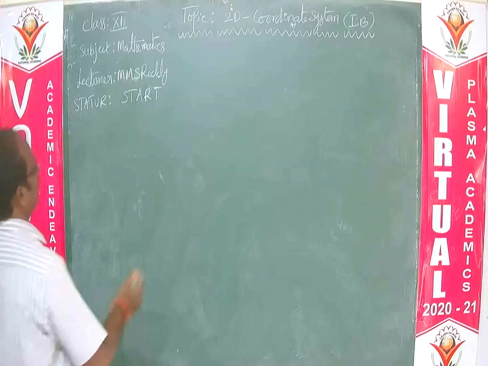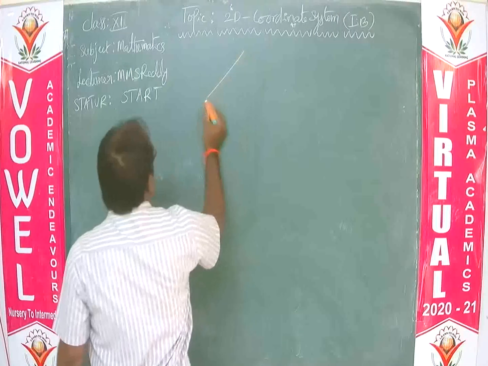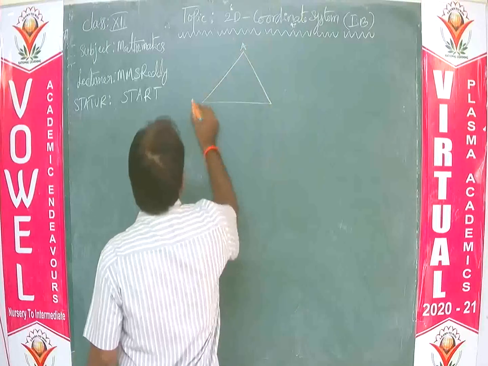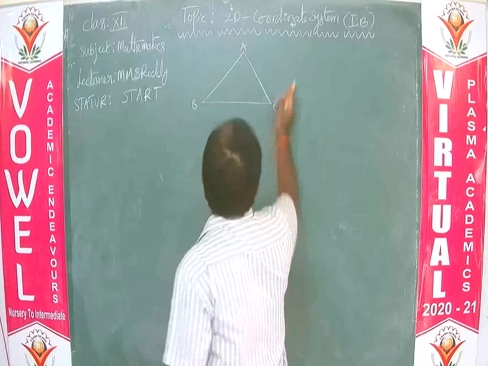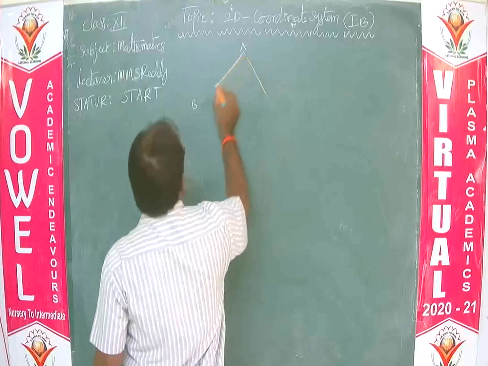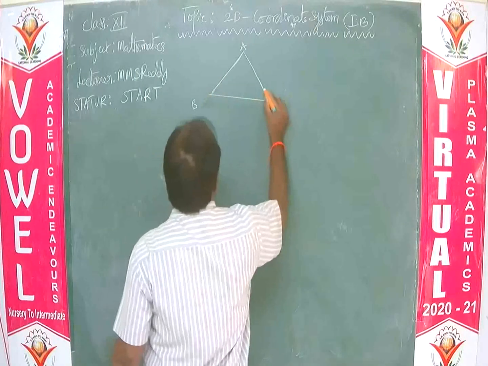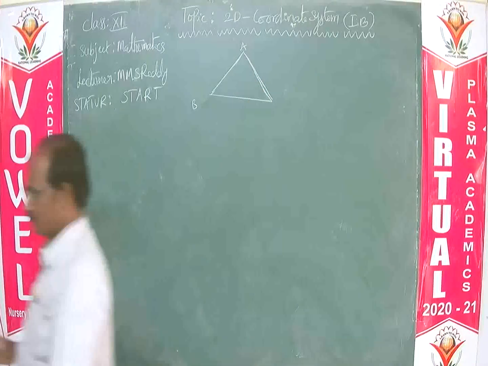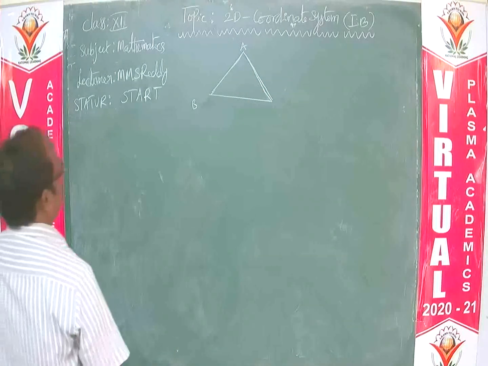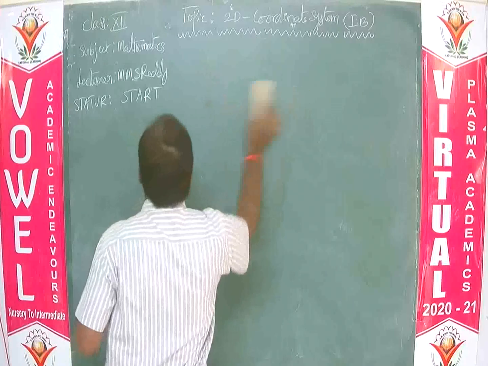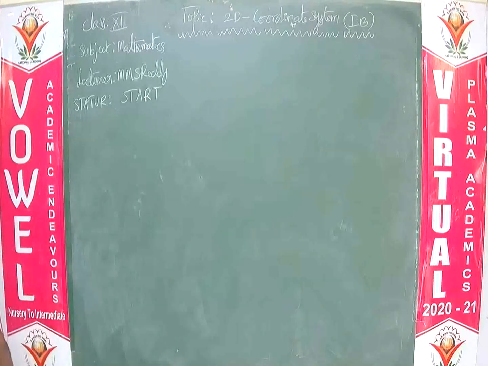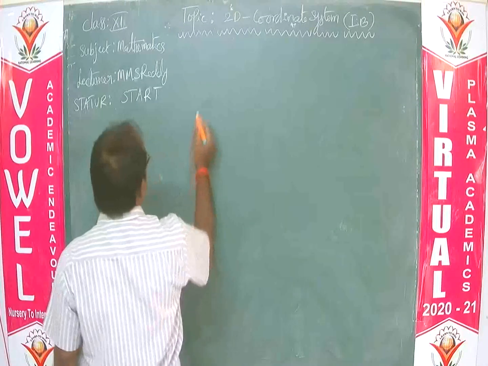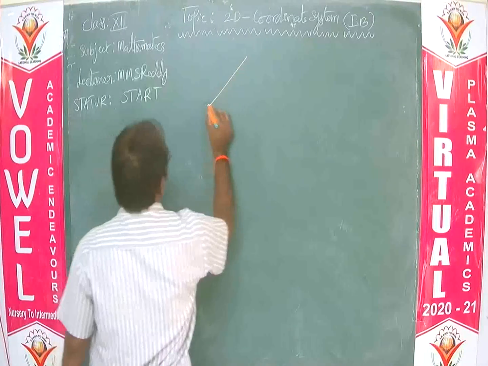Look here. Another concept. Let ABC be the triangle. Then there is a formula for finding the midpoint of the line segment joining A and B having the coordinates x1, y1, x2, y2. That is x1 plus x2 by 2, y1 plus y2 by 2.